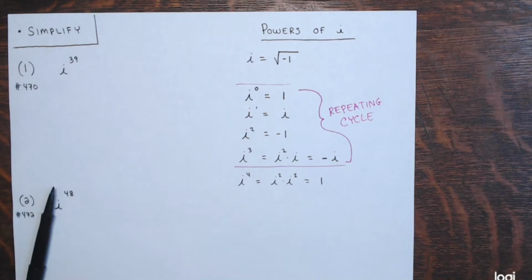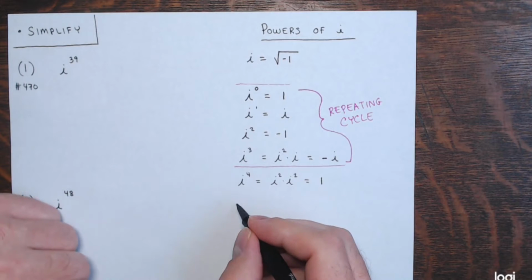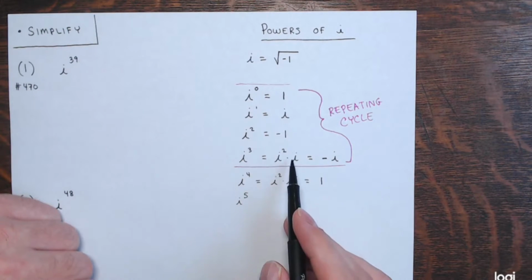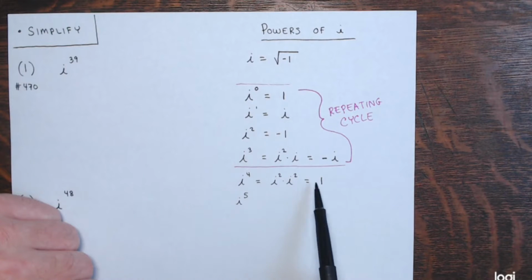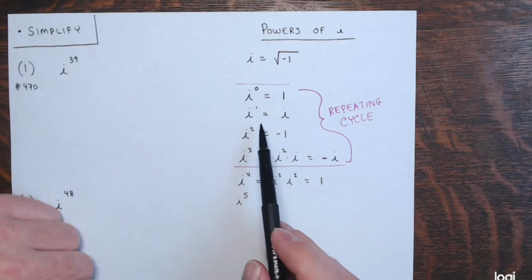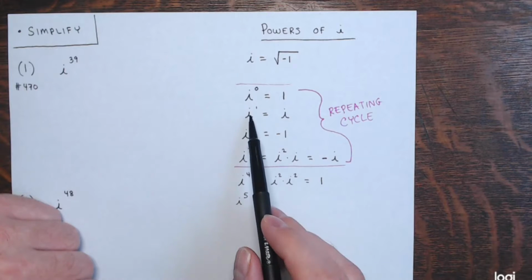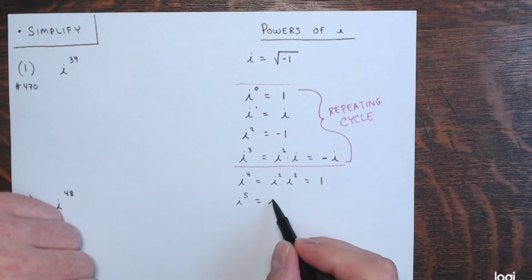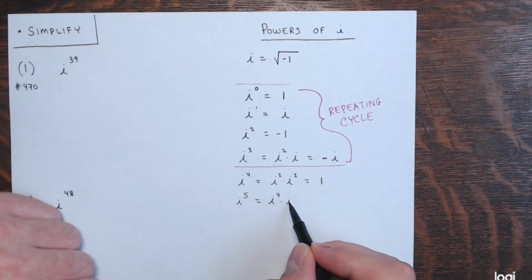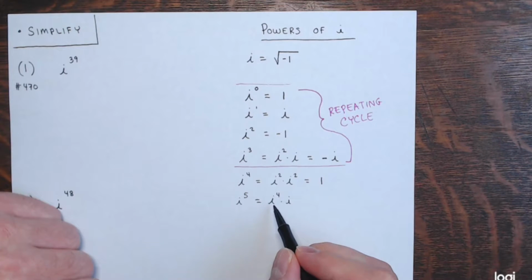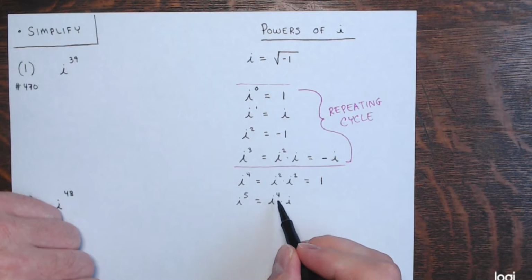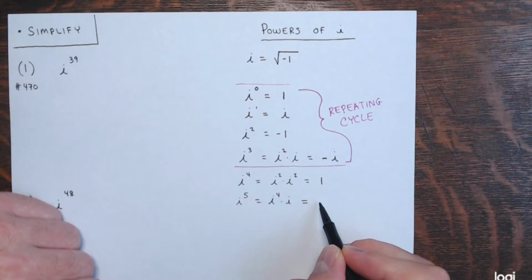And watch. So I to the fifth, right? If this cycle truly repeats, I to the fourth is 1. So I to the fifth should be the same as I to the first, which would just be I, and let's see that. Well, I to the fifth is just I to the fourth times I. And we just said a second ago that I to the fourth is 1. So this is 1 times I, which is just I.